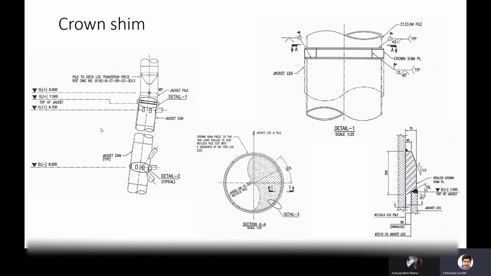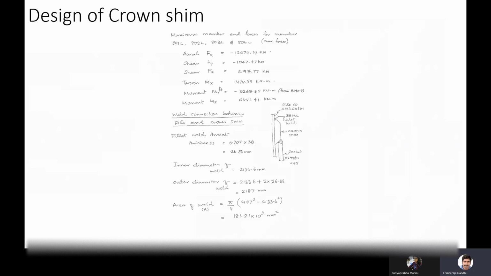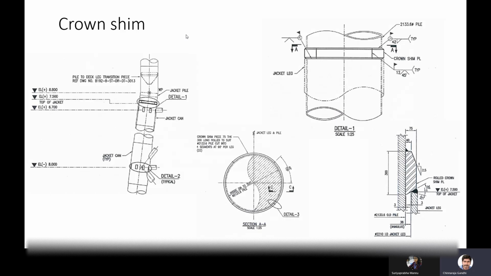It will be provided at the circumference of the jacket to the pile. This is the detail of the crown shim. If you see the design of the crown shim plate, suppose there is a four leg connection. Here is the work point, and from here to here some small member will be connecting. If you see in our jacket model, there will be a small length. If it is four leg, there will be four members. If it is eight leg, eight members. So this is the four leg jacket.